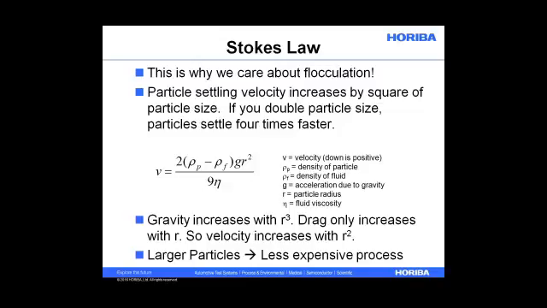So here's the equation. Velocity is twice the density difference times gravity times r squared divided by 9 times viscosity. Really, if you look at the top, that's your gravitational force, which is going to increase with particle volume, or r cubed. And your viscous drag on the bottom will only increase with particle radius as a linear term. So you ratio those two, and you find that r squared term. So your settling velocity increases with r squared. Larger particles means faster settling, which means you use a smaller tank, and that makes for a less expensive process.